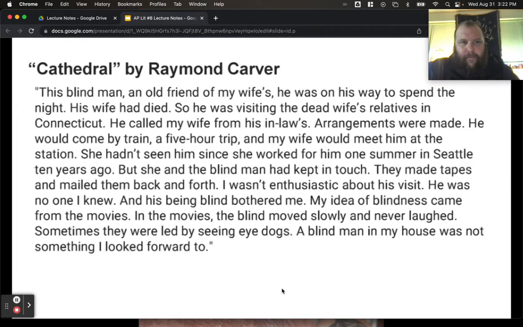This blind man, an old friend of my wife's, he was on his way to spend the night. His wife had died, so he was visiting the dead wife's relatives in Connecticut. He called my wife from his in-laws. Arrangements were made. He would come by train, a 5-hour trip, and my wife would meet him at the station. She hadn't seen him since she worked for him one summer in Seattle 10 years ago, but she and the blind man had kept in touch. They made tapes and mailed them back and forth.